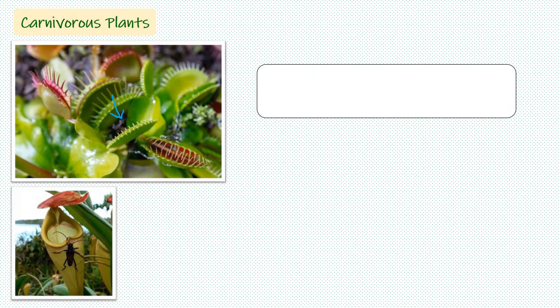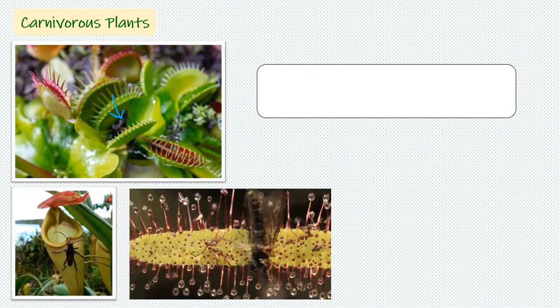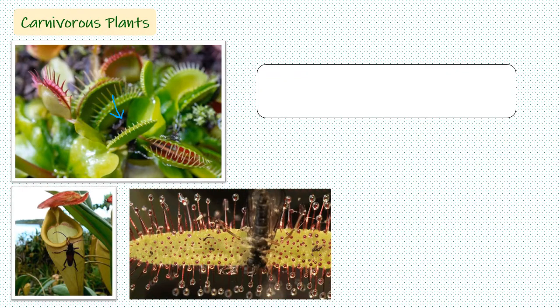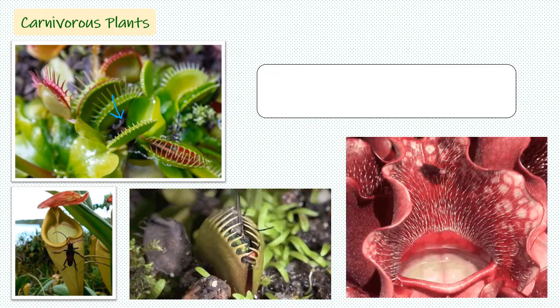We talked about producers, about green plants who produce their own food. We also talked about symbiotic plants, plants that need help. Here is the third type of plants, the carnivorous plants, such as the Venus flytrap. This plant is called the Venus flytrap, and as you can see, there is a fly inside. Here is another example, and also a third example of carnivorous plants.